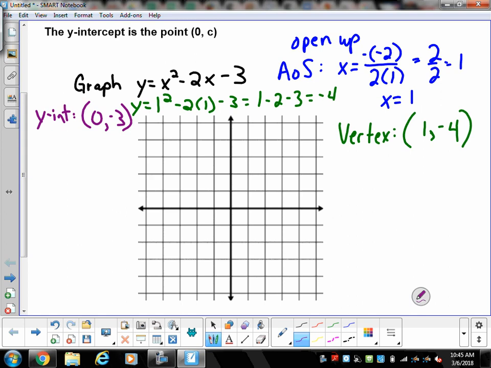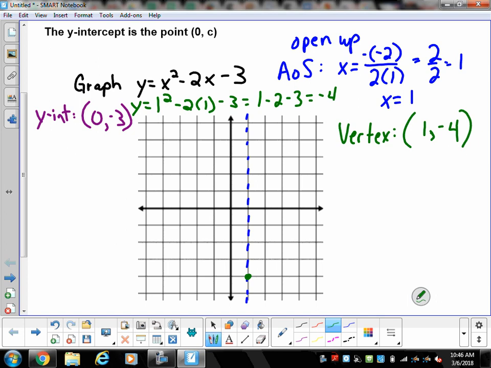Okay, I am going to draw my x equals 1 line in here. So that's going to be right here. That's my axis of symmetry, so the right side and the left side are going to look the same. My vertex is the point (1, -4). 1, negative 1, 2, 3, 4. Okay, and that's going to be my center point. It's at the bottom of the parabola, so it's called a minimum.